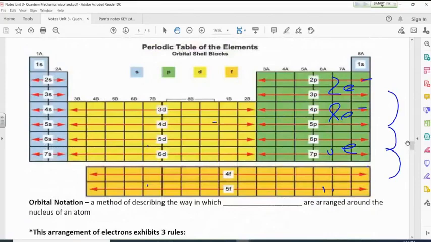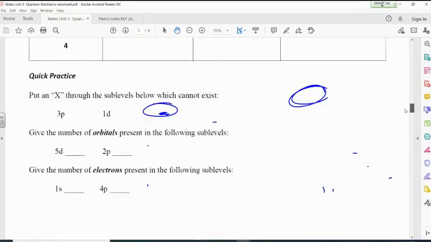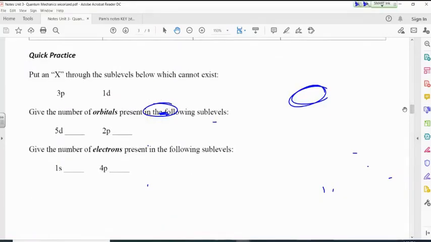Okay, so 3p exists right there. But then does 1d exist? When I start in the D block, it already starts at an energy level 3, meaning we don't even have electrons in a double peanut shape, in a D shape, until they are 3 levels away from the nucleus. They're not going to take that weird shape until they get at least 3 levels away from the nucleus. So 1d does not exist, but 3p does. So if I scroll back up to our practice, 3p exists, 1d does not.